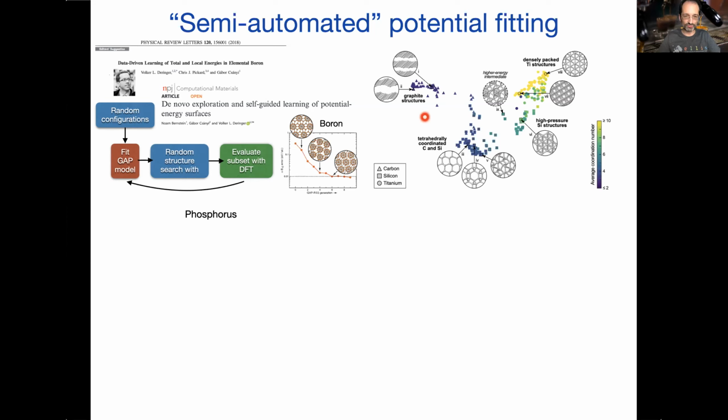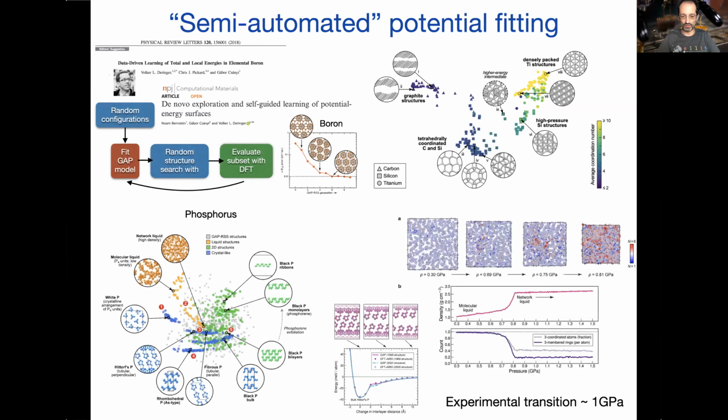So in this paper, we tried the very same system protocol for carbon, silicon, boron, and phosphorus, and we find the well-known structures, but not using DFT random search, using only single point calculations of DFT, having built a potential on the way. So here's an example of that for phosphorus.